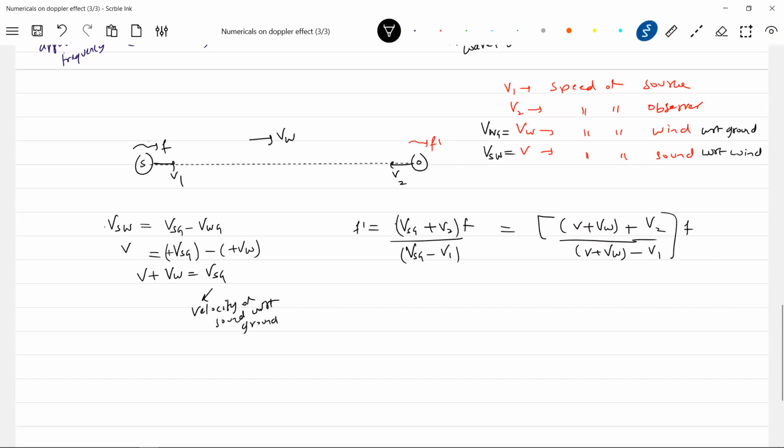What is the apparent wavelength? The apparent frequency. The apparent wavelength also we will calculate.